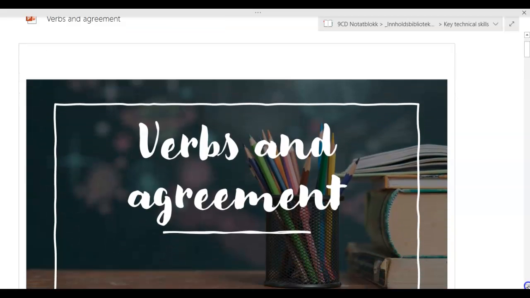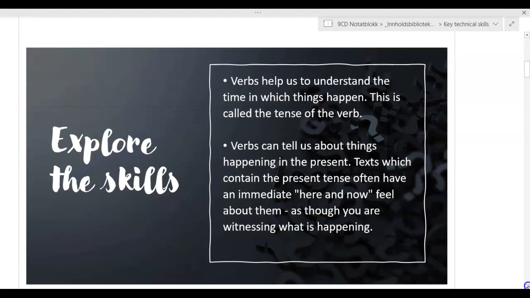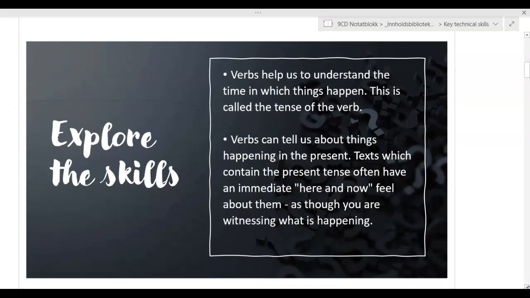So, verbs and agreements. Verbs help us to understand the time in which things happen. Like I just said, verbs can tell us about things happening in the present. Texts which contain the present tense often have an immediate here and now feel about them, as though you're witnessing what is happening. Now, if at any time I use words you don't understand in the PowerPoint, the point of that is for you to look up those words. Okay, so pause the video, look up the verb.